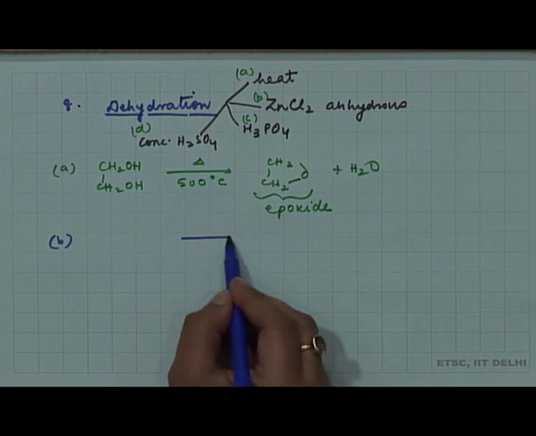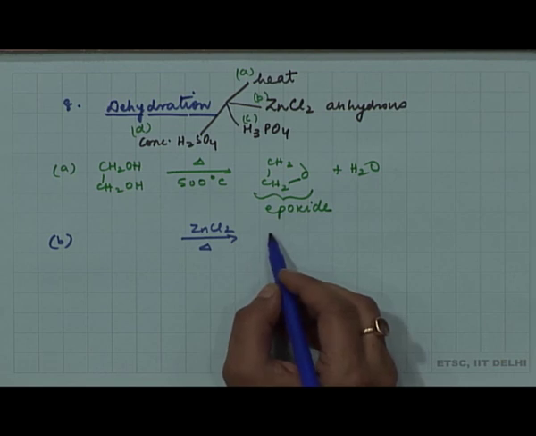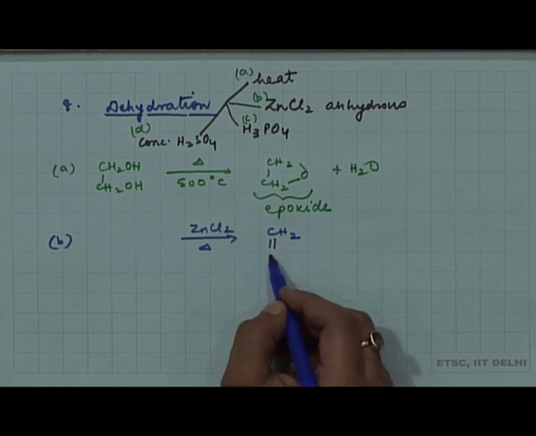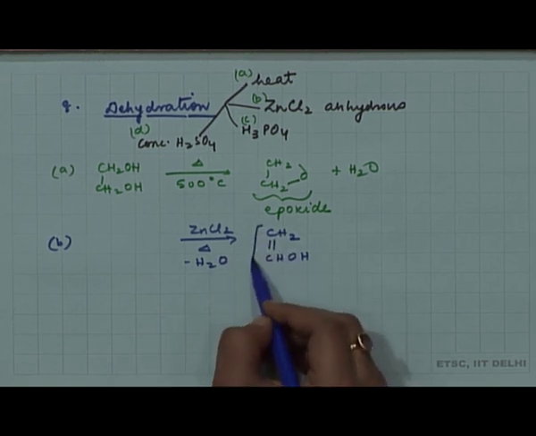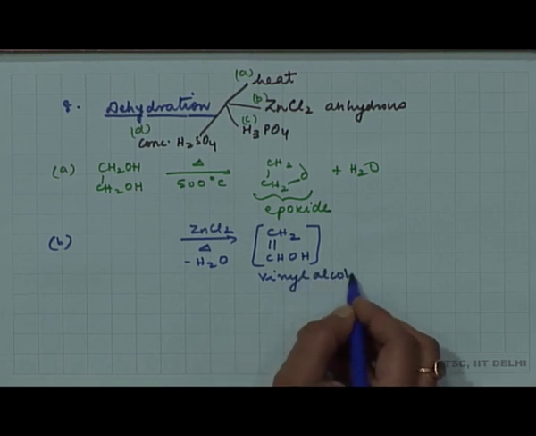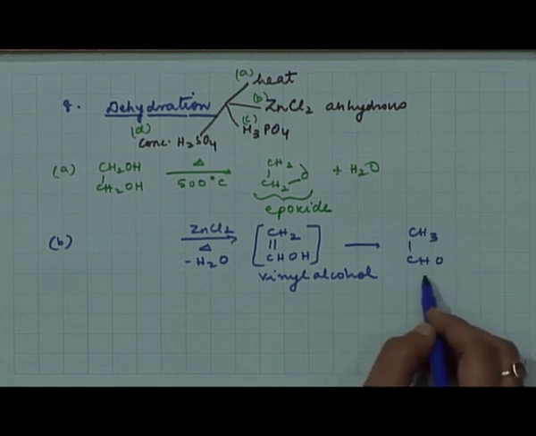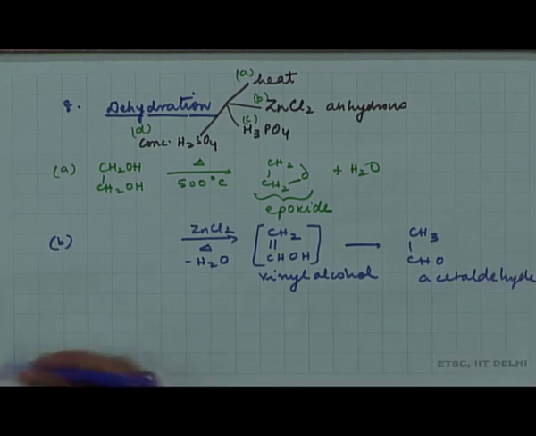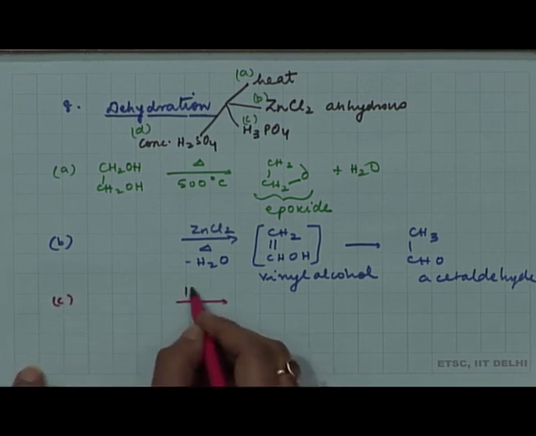If you do the same thing using zinc chloride and you heat it, it again undergoes loss of water, so it gives you CH2=CHOH. Here also all these are dehydration reactions, but happening in different ways, and this gives you vinyl alcohol, an unstable product, and it immediately rearranges to give you acetaldehyde. So, you get acetaldehyde if you treat it with dehydration with zinc chloride. Okay. The other reagent is phosphoric acid.